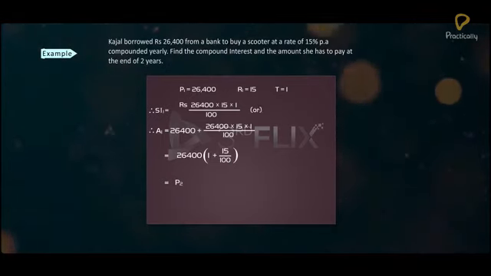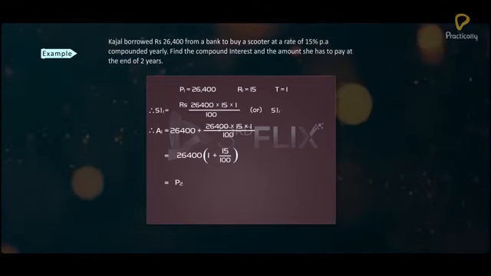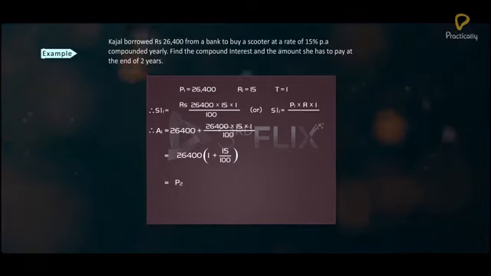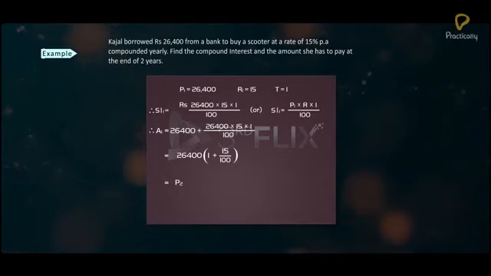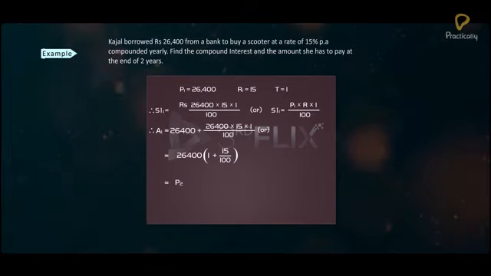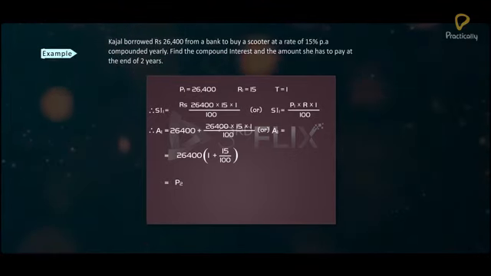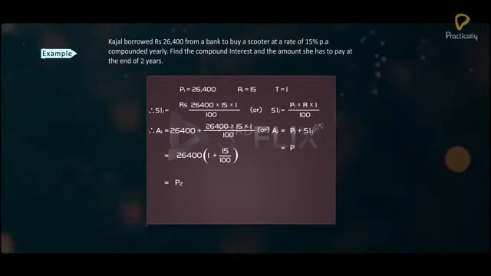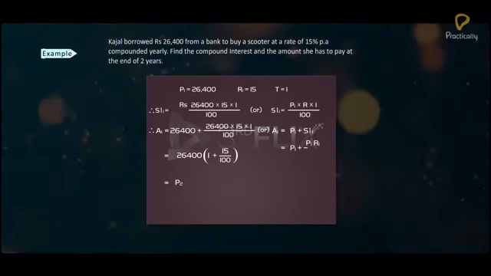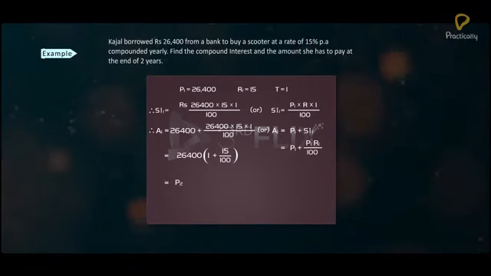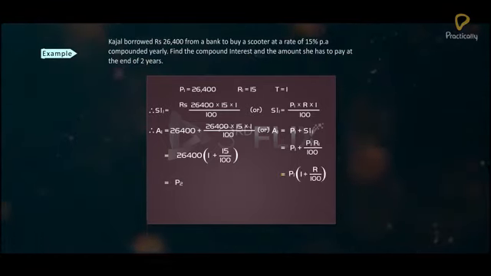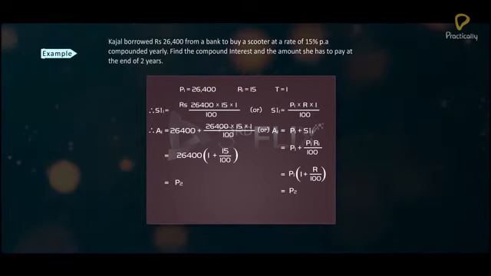Or, we can say that SI1 is equal to P into R into 1 by 100. Or, A1 is equal to P1 plus SI1, which is equal to P1 plus P1R1 by 100, which is equal to P1 into 1 plus R by 100. That is equal to P2.